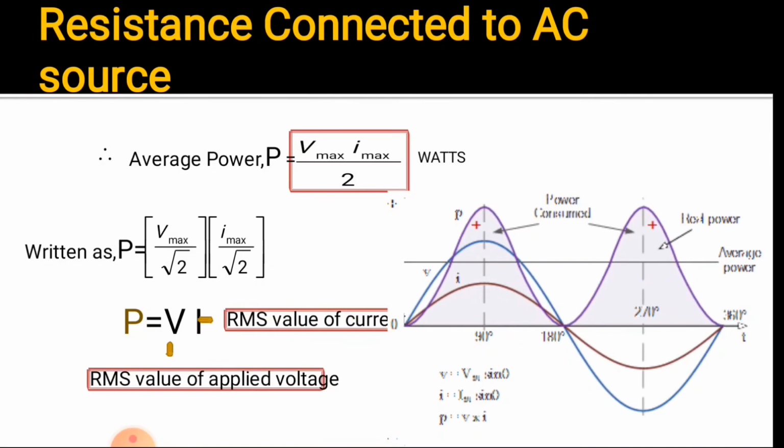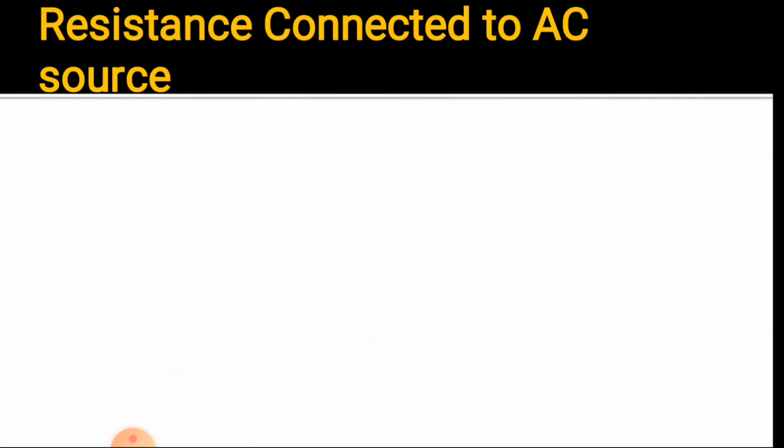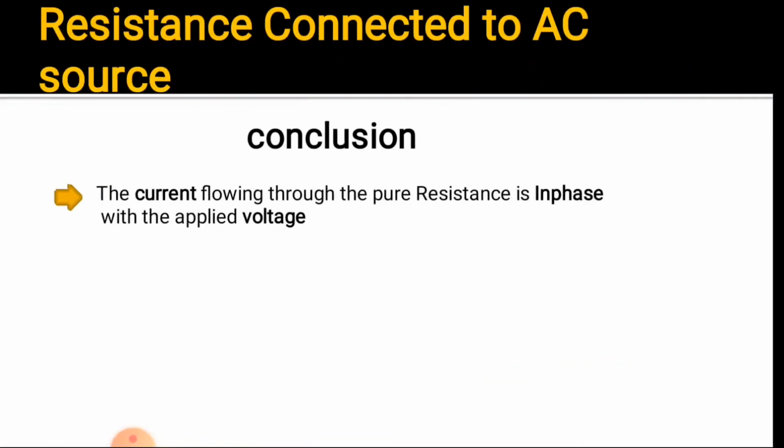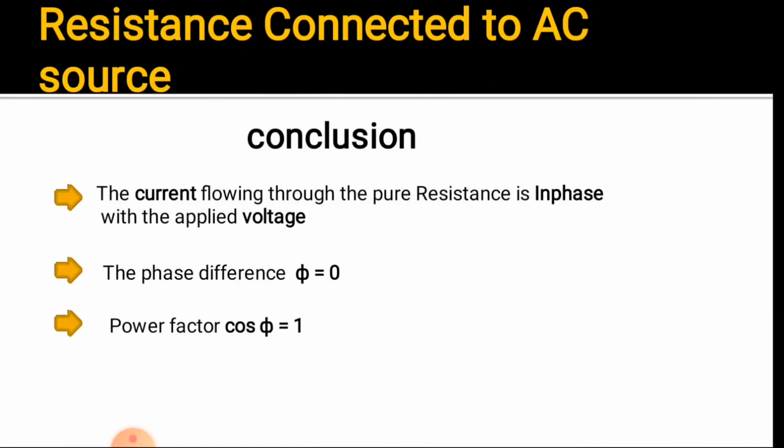The conclusion of the topic: first, the current flowing through the pure resistance is in phase with the voltage applied. Second, the phase difference φ is equal to 0. Third, the power factor cos φ is equal to 1, that means unity. Fourth, the average power P = V × I watts.